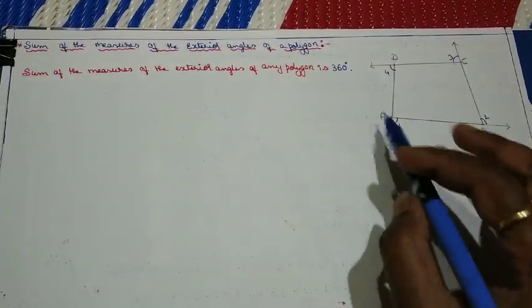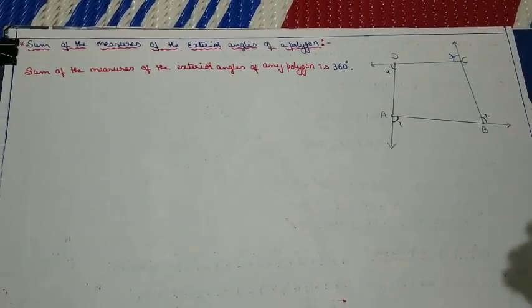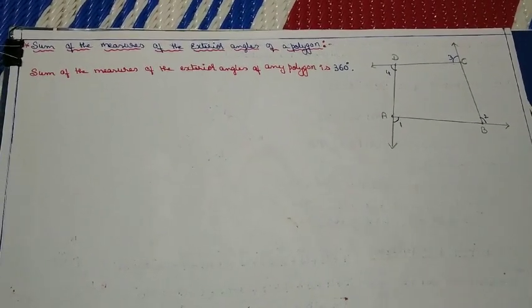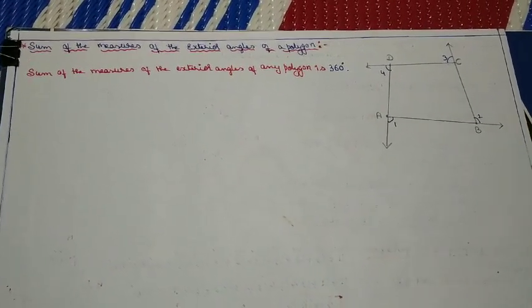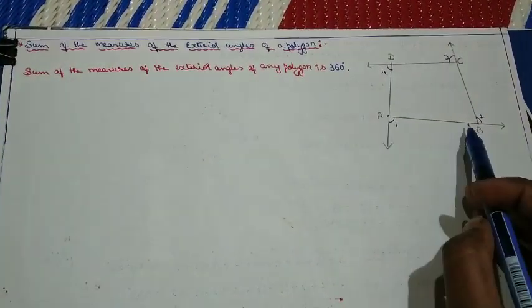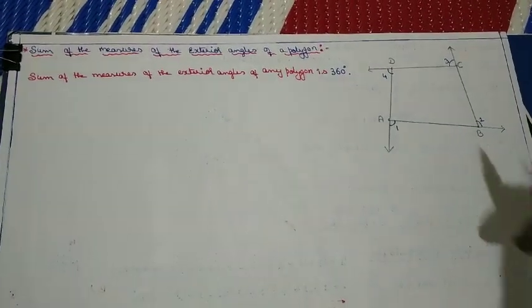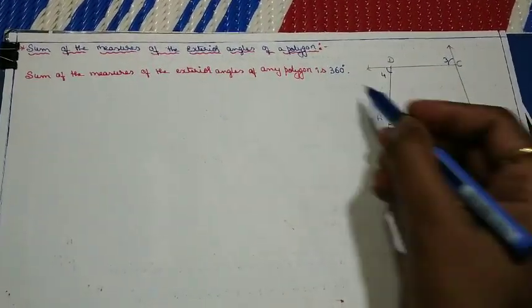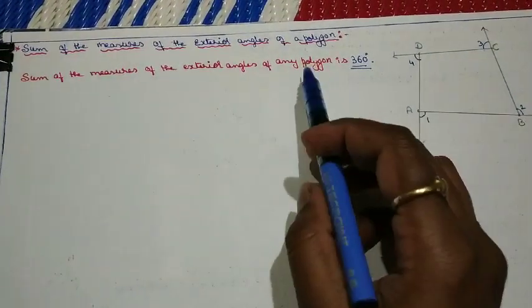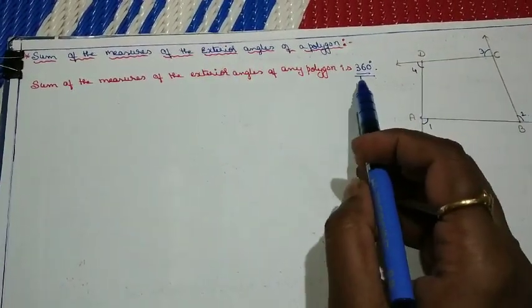Here I have taken only the example for quadrilateral. Any polygon, you can go with the triangle, quadrilateral, pentagon, hexagon, heptagon, octagon, nonagon, decagon, any kind of polygon. Its exterior angles are formed. However many vertices we have, that many exterior angles we get from the polygon. The sum of all these exterior angles is always equal to 360 degrees. So for any kind of polygon, if you add up their exterior angles, we will get 360 degrees.